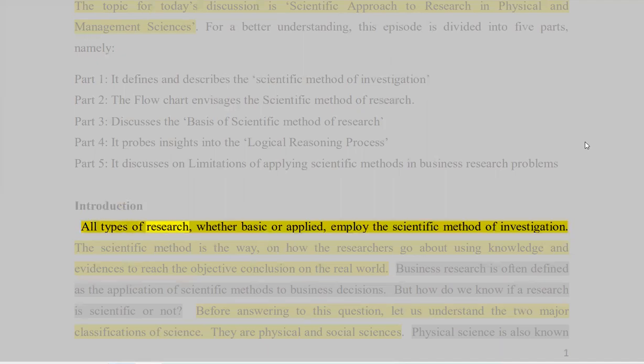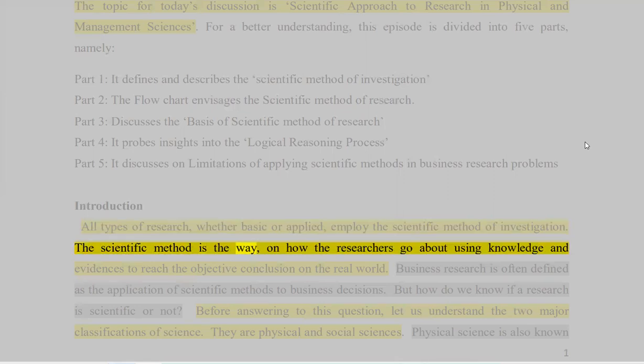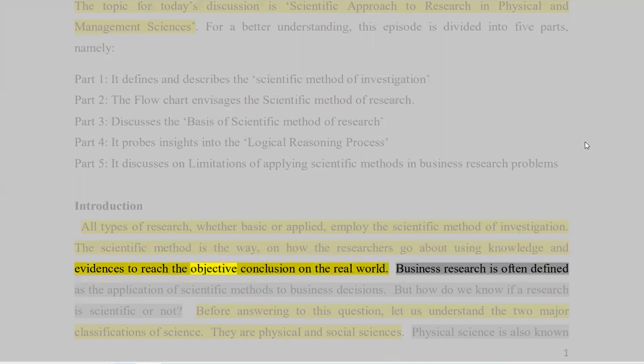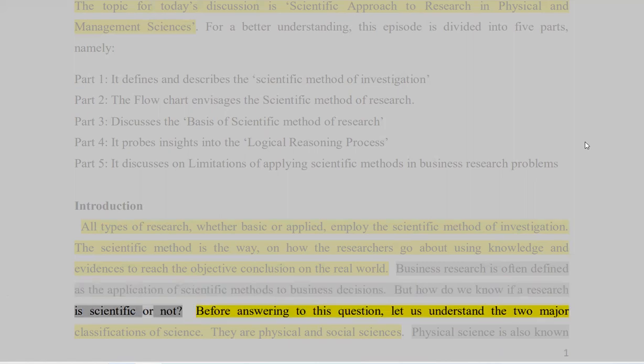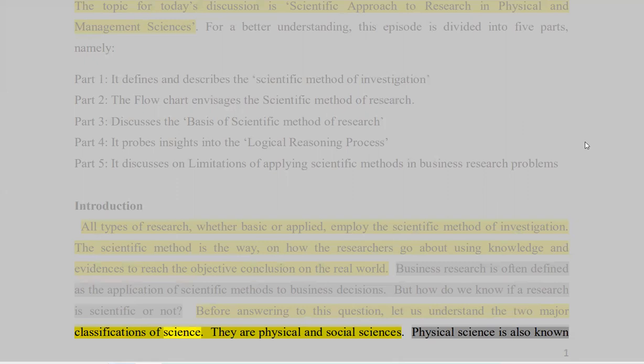Introduction. All types of research, whether basic or applied, employ the scientific method of investigation. The scientific method is the way researchers go about using knowledge and evidence to reach objective conclusions about the real world. Business research is often defined as the application of scientific methods to business decisions. But how do we know if a research is scientific or not? Before answering this question, let us understand the two major classifications of science. They are physical and social sciences.